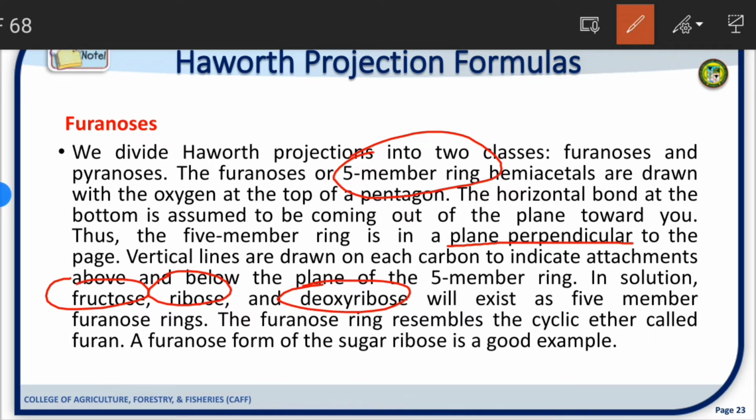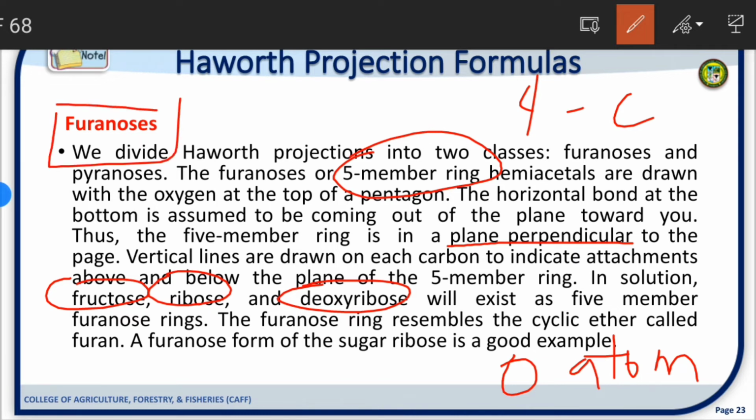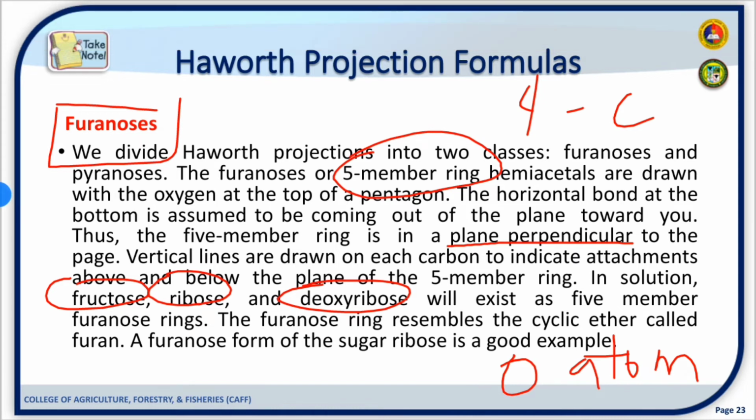A furanose form of the sugar ribose is a good example. As what I have mentioned earlier, furanoses contain 4 carbons, and the 5th member is an oxygen atom. So 4 carbon atoms plus 1 atom of oxygen makes up a furan ring. Did you get it? Now, let's proceed.